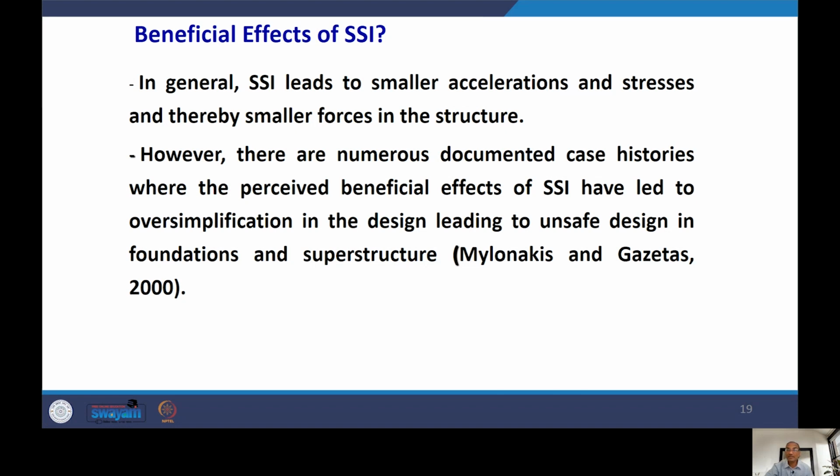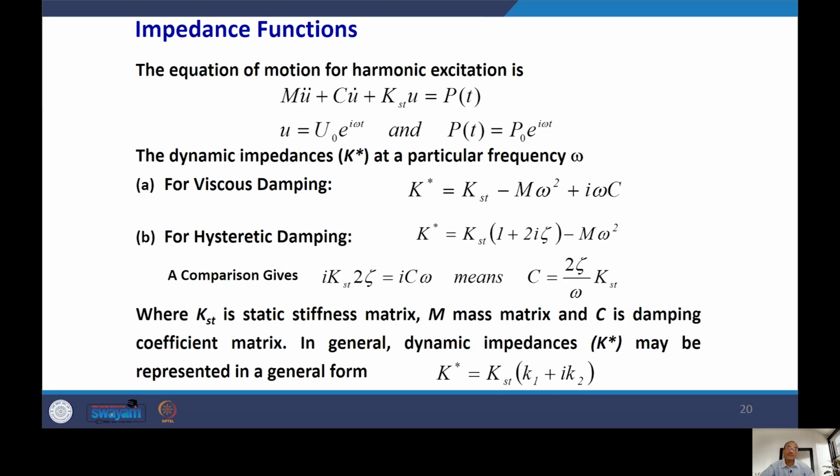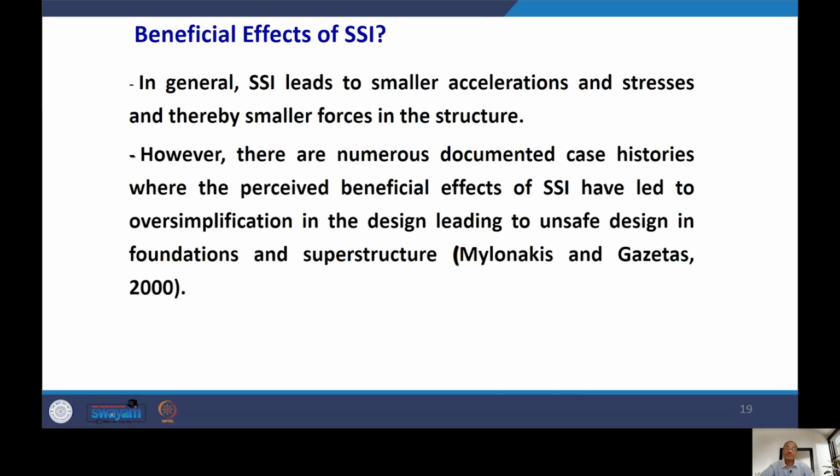However, there are numerous documented case histories where the perceived beneficial effect of SSI has led to oversimplification in the design loading, leading to unsafe design in foundations and superstructure. So this will lead to unsafe design of foundation and superstructure. So this beneficial effect may not always be present. Rather, there could be cases where the SSI may lead to a larger response. So it should not always be assumed that SSI will lead to smaller forces in the structure.